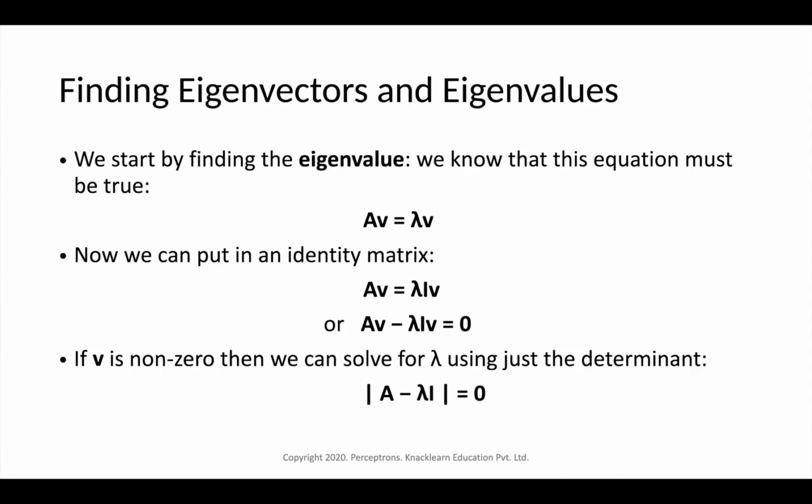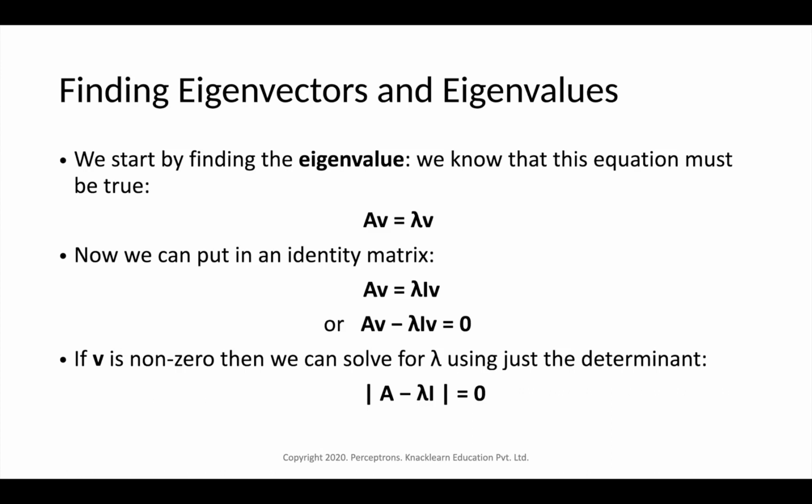So first we start by finding the eigenvalue. We know that this equation Av = λv should be true. Now we can put in an identity matrix here. We already know that if we multiply any matrix with its identity matrix, it should give us the same matrix. As we are doing matrix computation here, I can also add the identity matrix, that is I. So here you can see Av = λIv. I have multiplied an identity matrix here.